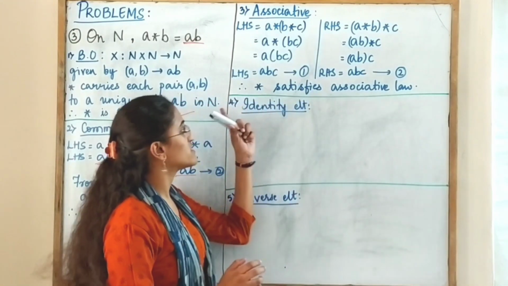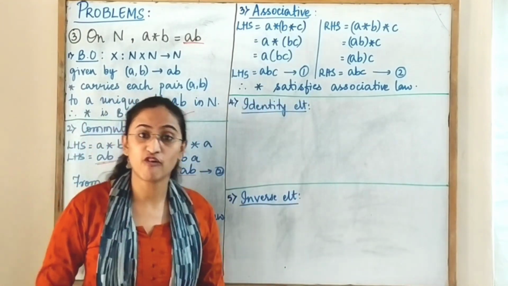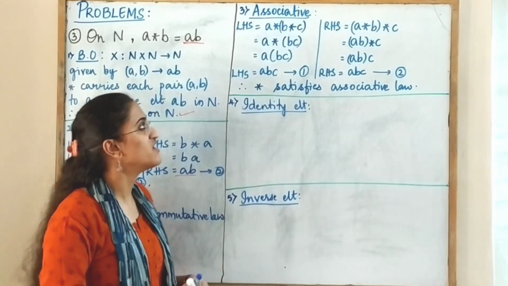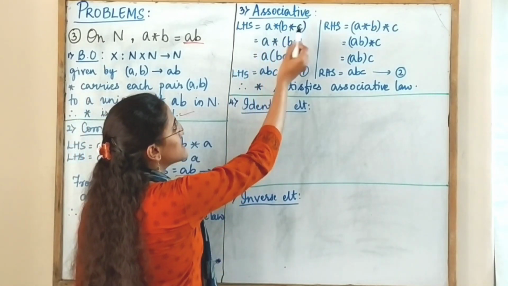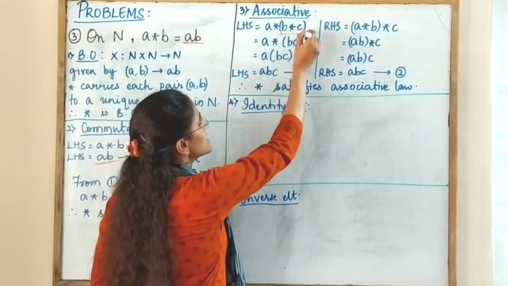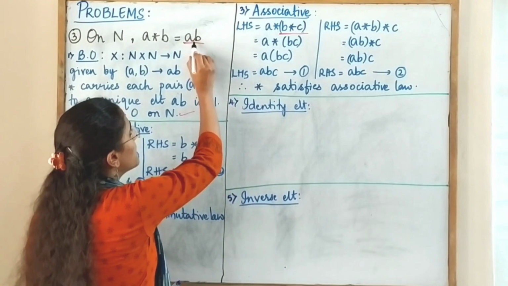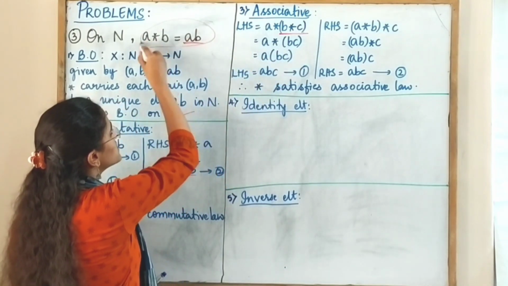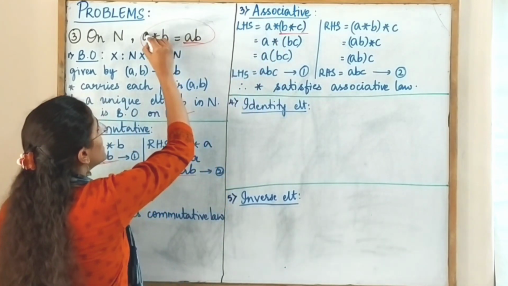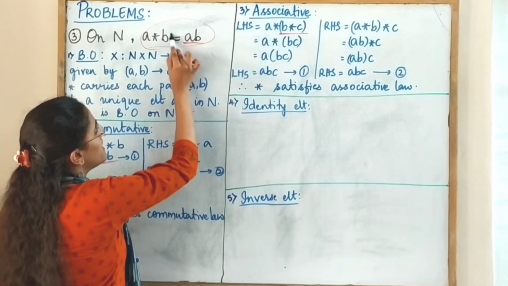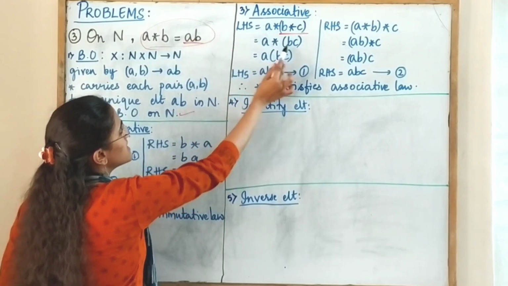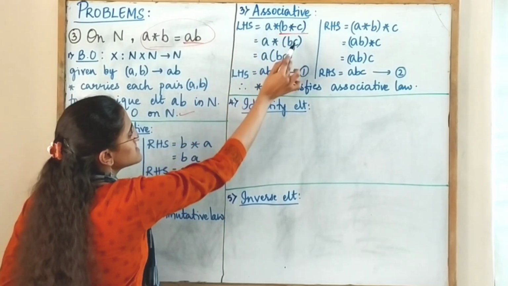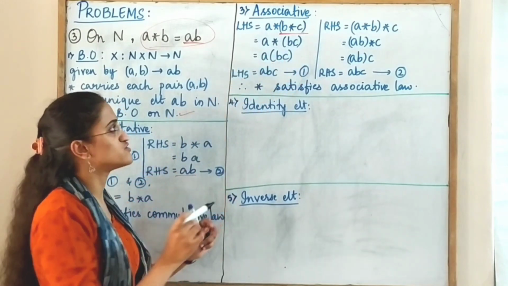Now, moving on to the third one, that is verifying the associative law. On the LHS, we have A star B star C, where B star C can be replaced by BC according to the operation. Again, in the place of A you have B, and in the place of B you have C. Therefore, we get B into C.